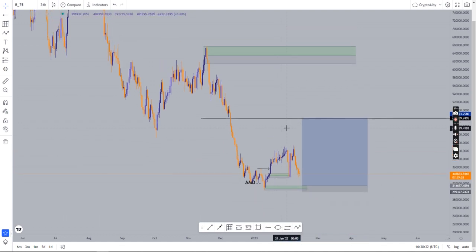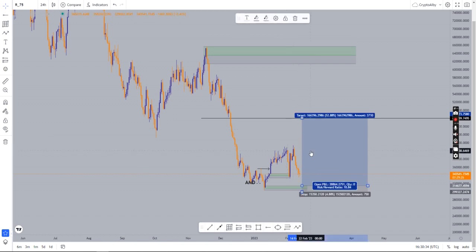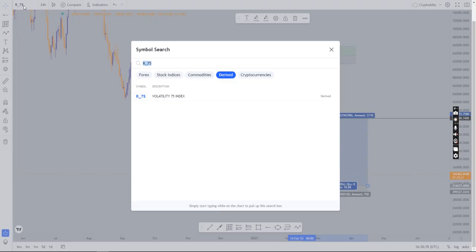So I'm looking to do this on Vix75. That's for Vix75. So let's check out Boom500. Let me see what Boom500 has.